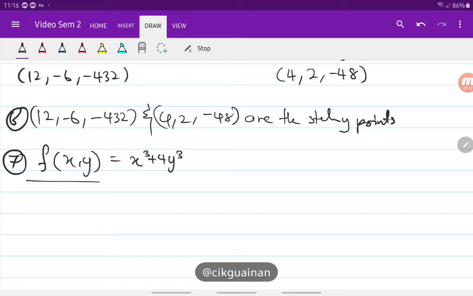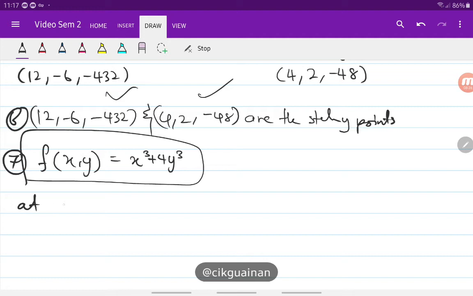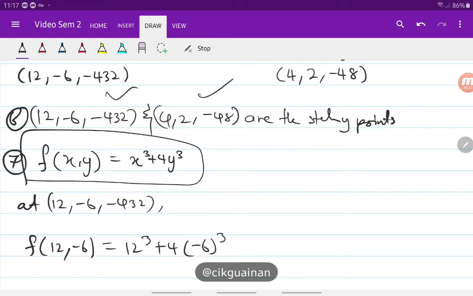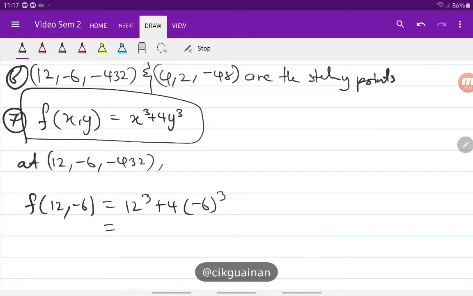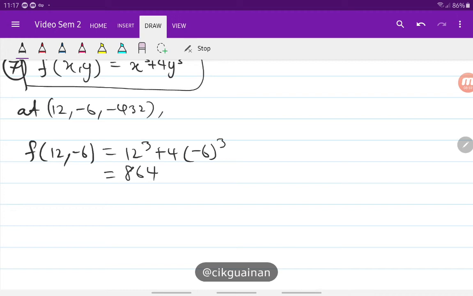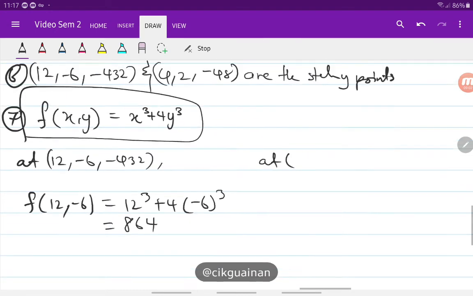Okay, so this is our objective function, and this is our stationary point. What to do? Just substitute. So take 12, minus 6, minus 4, 3, 2. The f is 12 cubed plus 4 minus 6 cubed. And then use your beloved calculator. So 12 cubed plus 4 times minus 6 cubed also, right? So we get 864.